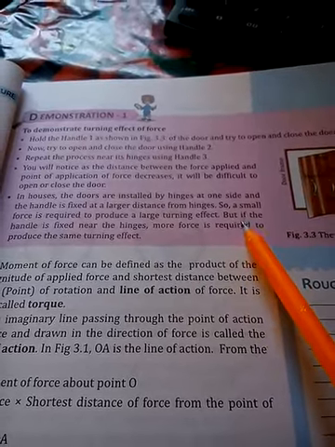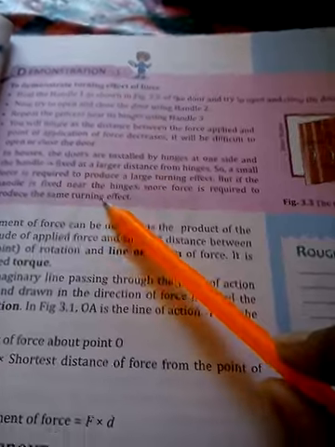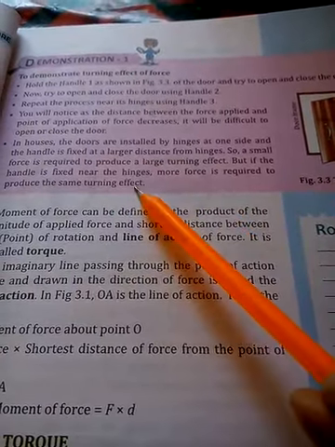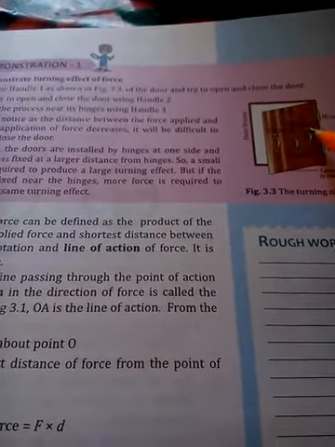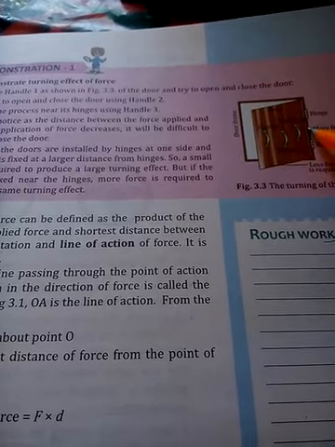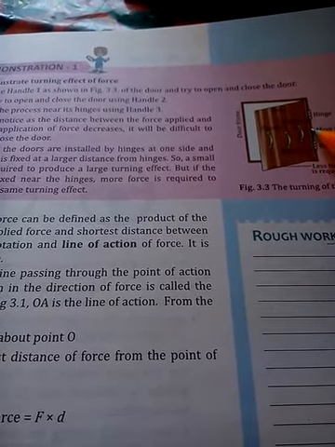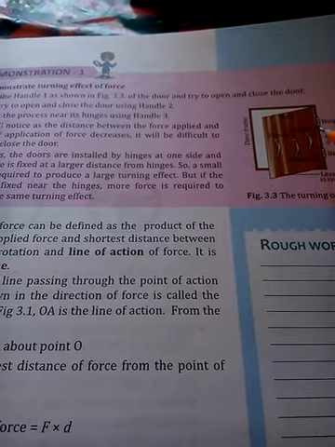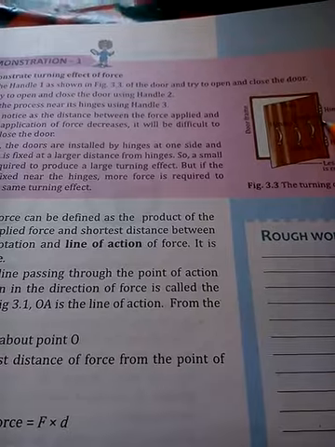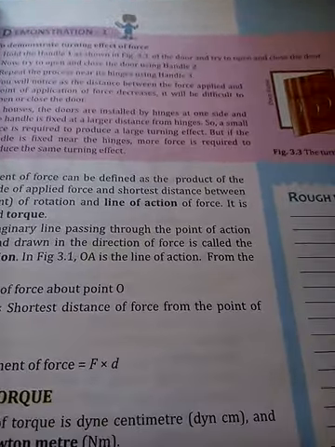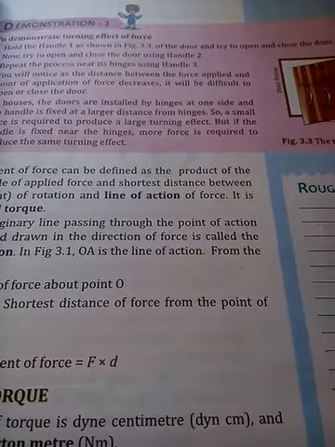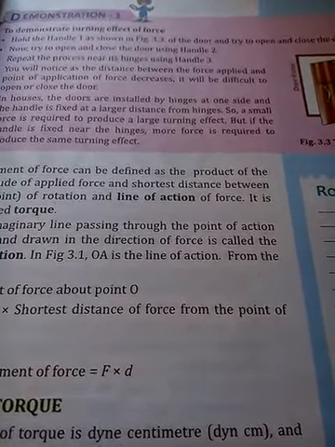But if the handle is fixed near the hinges, more force is required to produce the same turning effect. If you try to open the door from a position very close to the hinge, you will see it is very difficult to open, because a huge amount of force is required. So generally we keep the handle as far apart from the hinge as possible, in order to produce more turning effect.